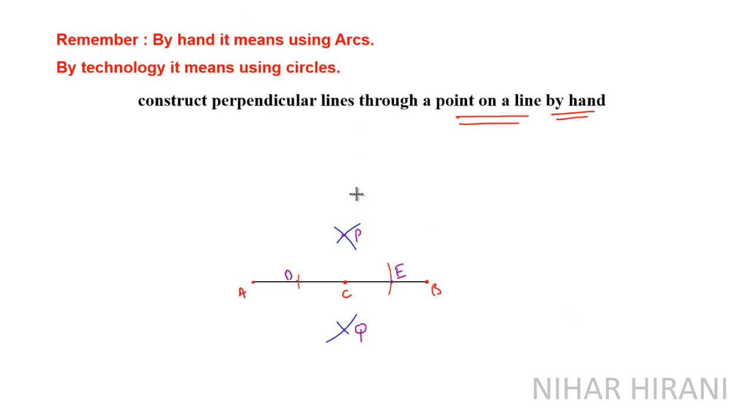And now I will connect PQ. And if your construction is perfect, then it will automatically pass through point C. So you can see my construction is perfect. It's passing through P and Q and C. So this is perpendicular to the original line.